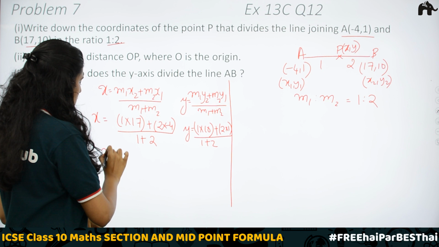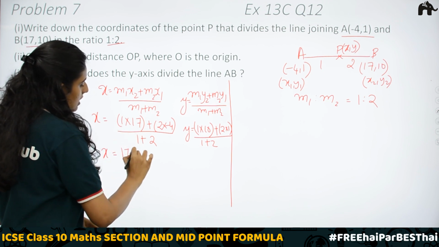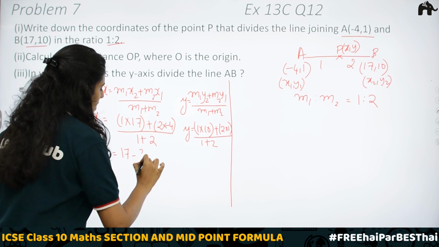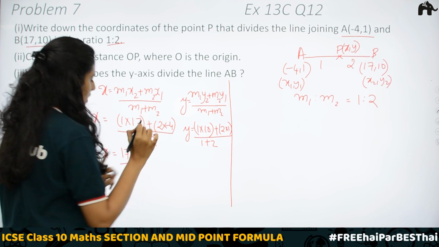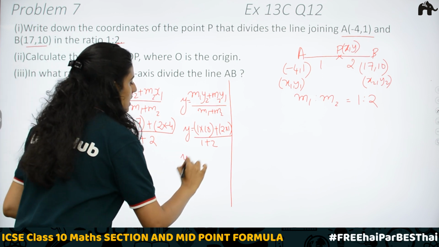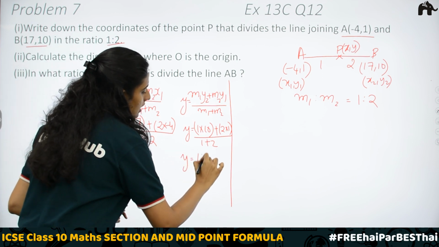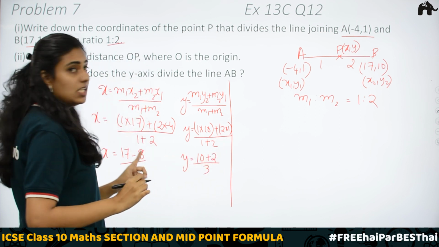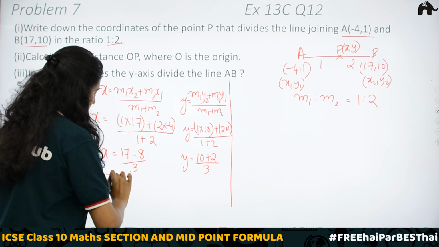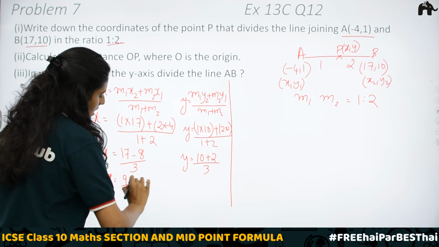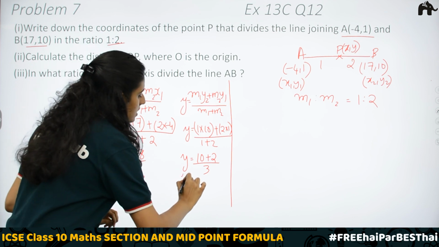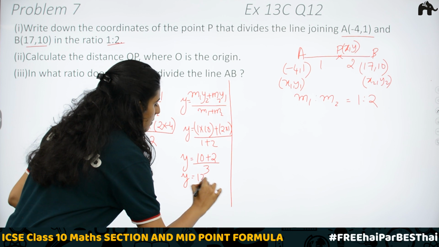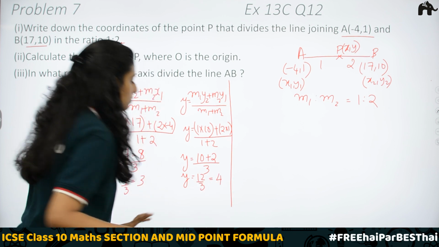Therefore, x is equal to 17 plus 2 into minus 4, which is minus 8, so 17 minus 8 divided by 3. 1 plus 2 is 3. And y is equal to 1 into 10, 10 plus 2 into 1, 2, divided by 3. 17 minus 8 is 9. x is equal to 9 by 3, that is 3. And y is equal to 10 plus 2, 12 divided by 3. 12 by 3 is equal to 4.